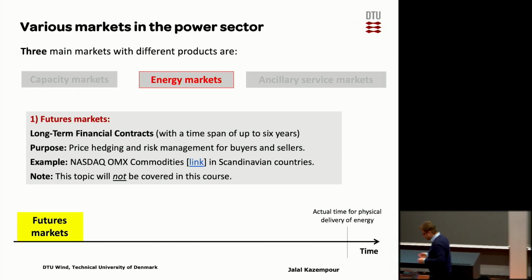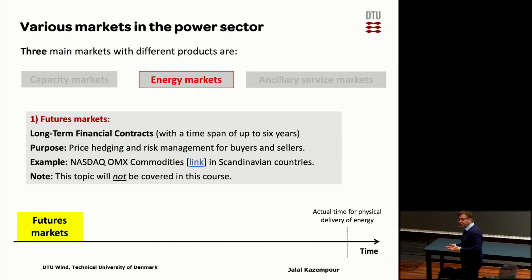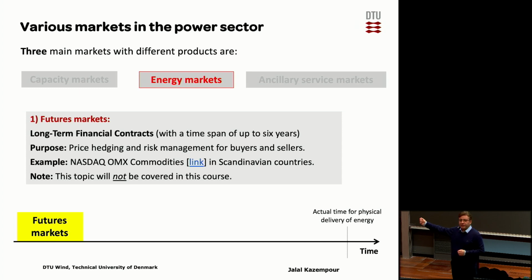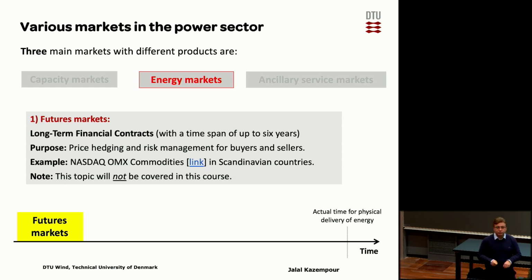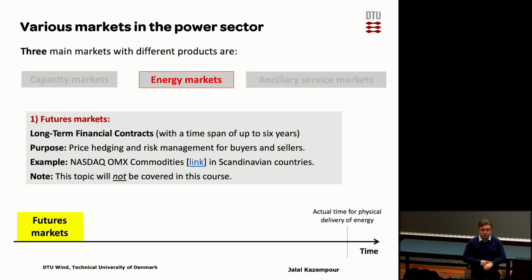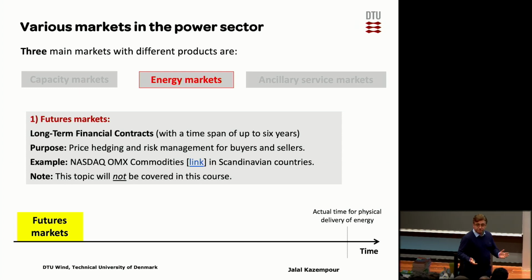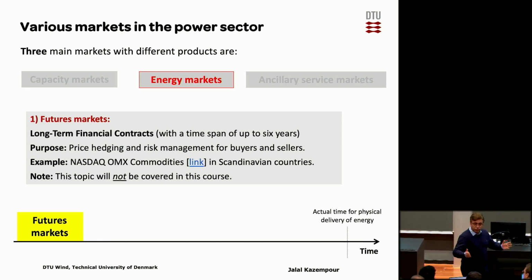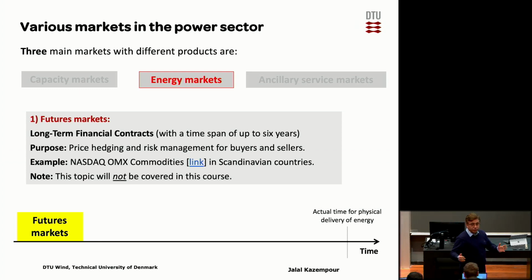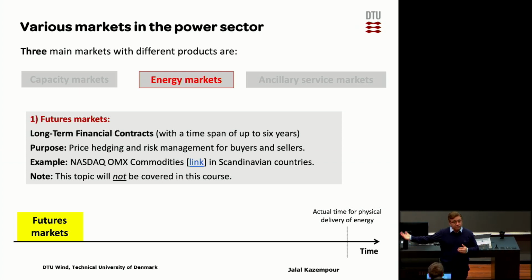Imagine you have a steel plant. You can't go every day to the market and say, oops, sorry, the price was too high, my bid was not accepted, so we have to shut down the steel process for tomorrow. No. You have to do risk management. You put a good portion of your electricity demand buying from futures market.